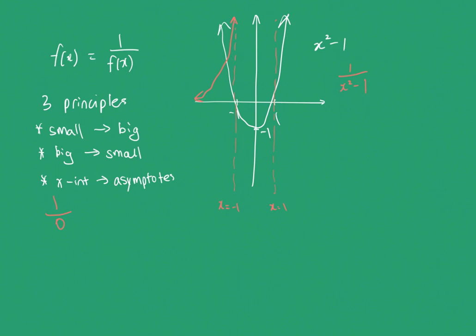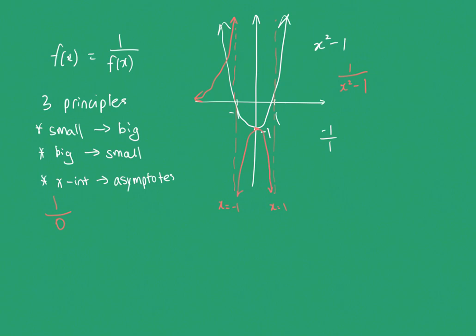Now let's take a look at the middle part. So we can see that the y-intercept of this graph is -1, and the reciprocal of -1 will just be the same. So the new graph would also pass this point. And now let's take a look at the parts where it's going towards the asymptotes. Both of them are going towards very small values. So the new graph is going towards very huge values.